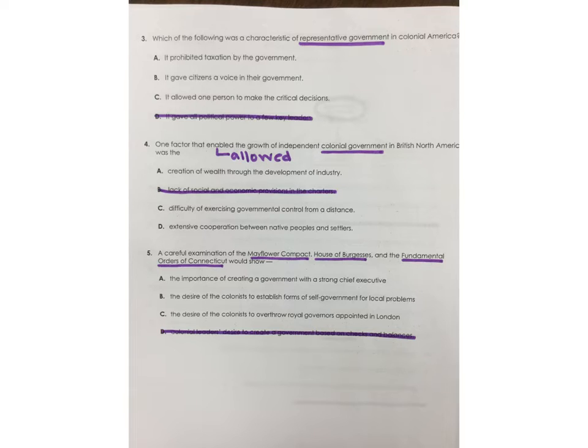Number 5. A careful examination of the Mayflower Compact, House of Burgesses, and the Fundamental Orders of Connecticut would show A. The importance of creating a government with a strong chief executive, B. The desire of the colonists to establish forms of self-government for local problems, or C. The desire of the colonists to overthrow royal governors appointed in London.